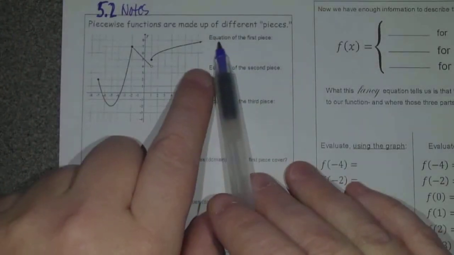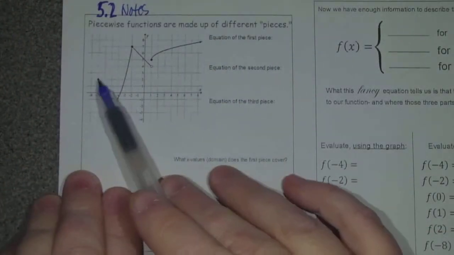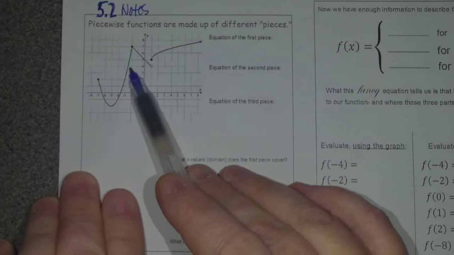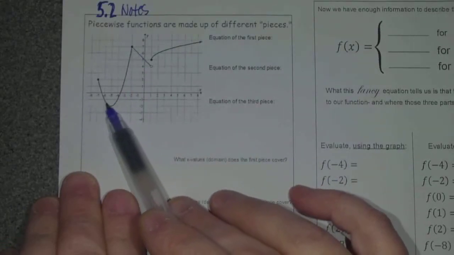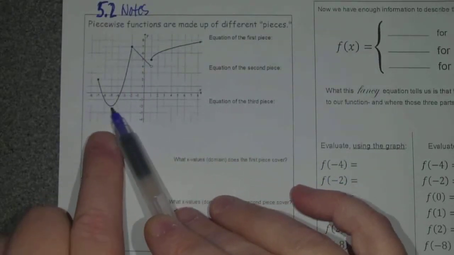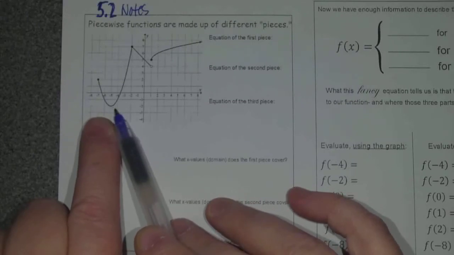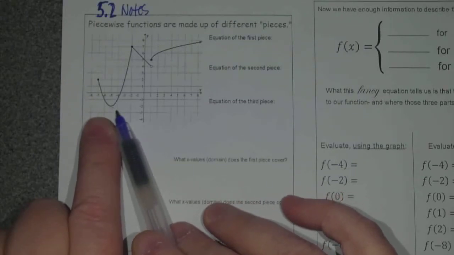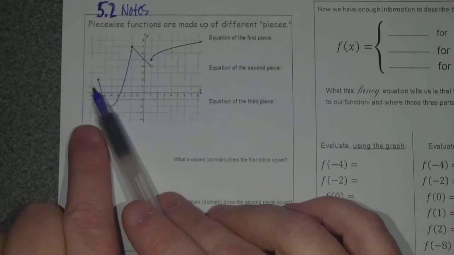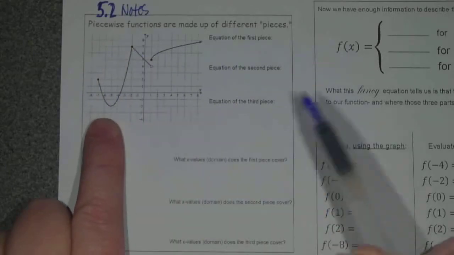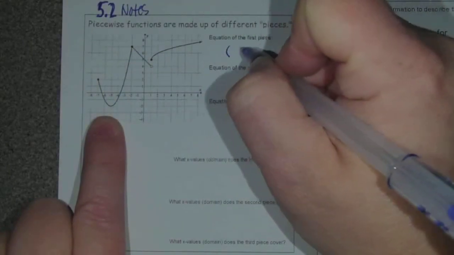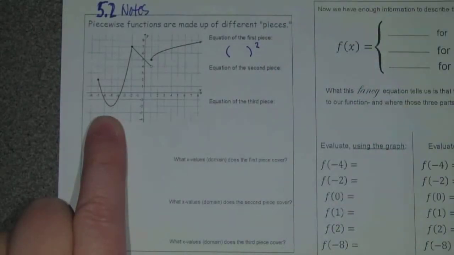So what we're going to do is write the equation of the first piece of this graph right here. So looking at this graph, what kind of a graph is this? Is it going to have a squared in it, a cubed in it, a square root, an absolute value? You guys know what it's going to look like. What does this equation look like? It's going to be something squared like that, right?